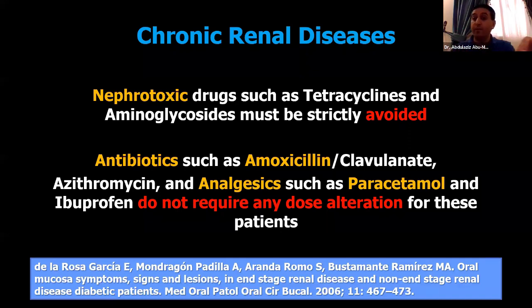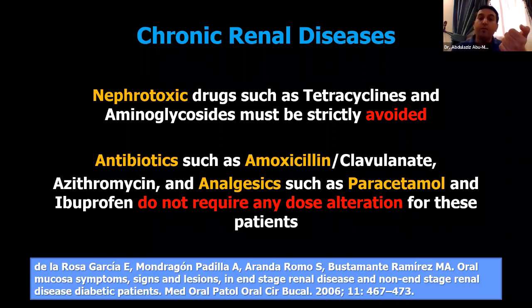Do you need to give them antibiotics? You haven't seen me recommend antibiotic prophylaxis for any of the diseases before, except the cardiac ones. Maybe we can go with it for uncontrolled diabetes. If it's really heavily uncontrolled, I might go with it. But with chronic renal disease at this stage, no.